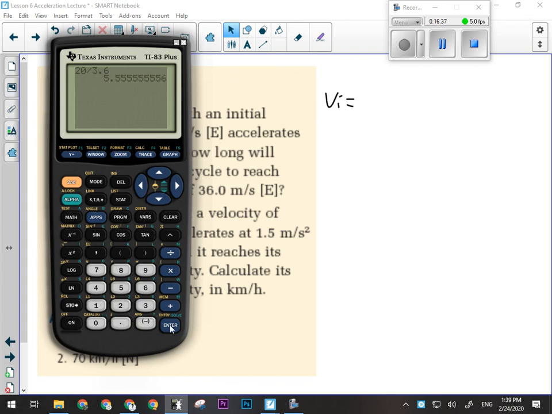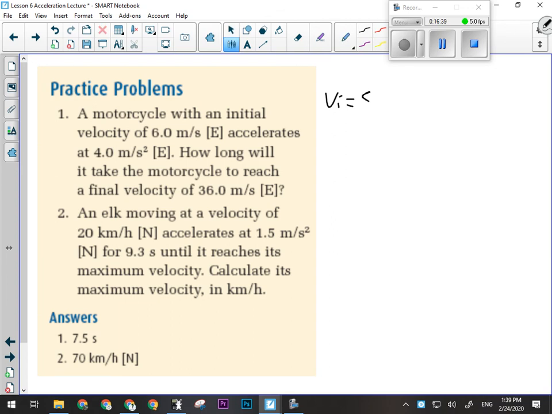Okay, so 5.5 repeating meters per second, and that's north. It accelerates at 1.5 meters per second squared north, and it does that for 9.3 seconds. We're looking for its final velocity.